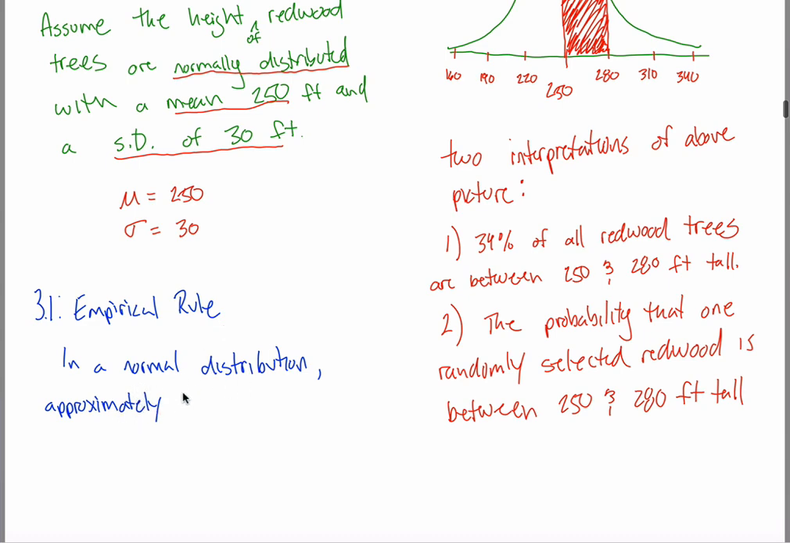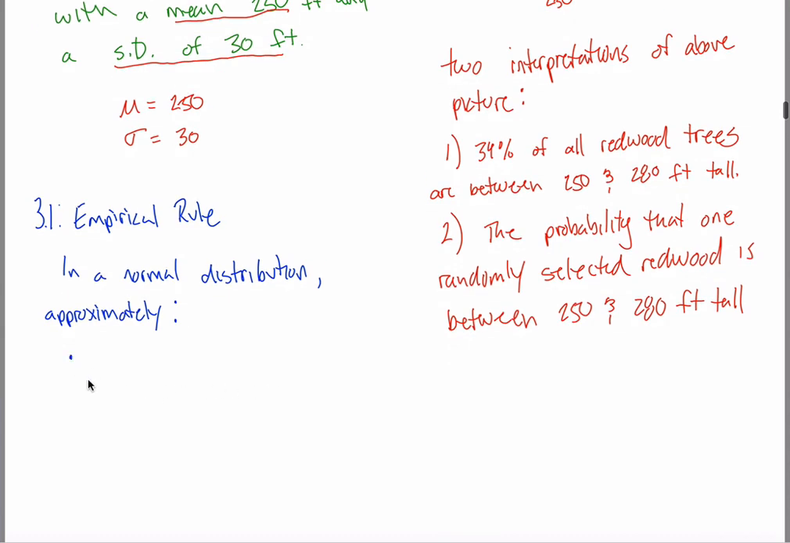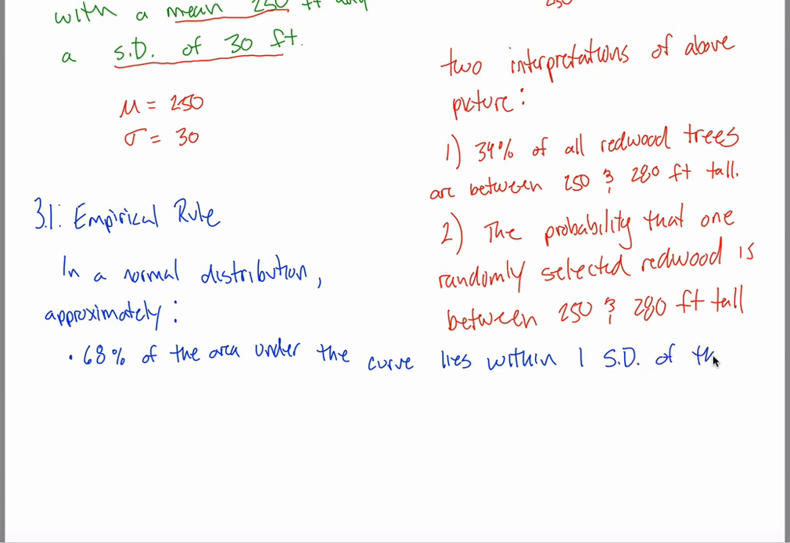In a normal distribution, approximately, and then there are 3 different statements here. The first statement says 68% of the area under the curve, maybe I'll go downhill a little bit here so I can write one long line, lies within 1 standard deviation of the mean.